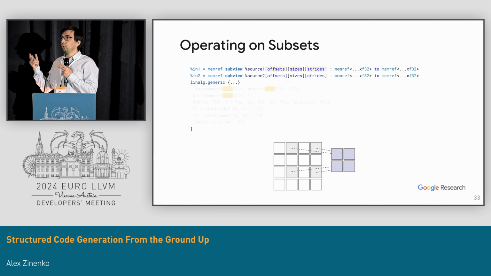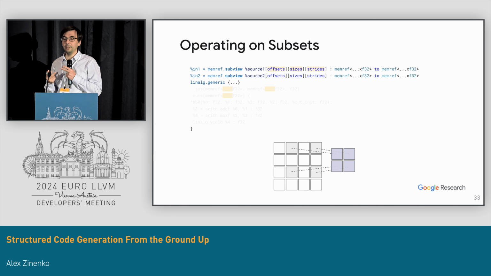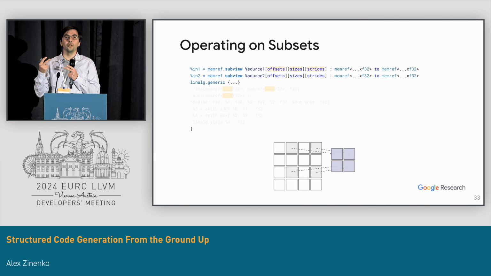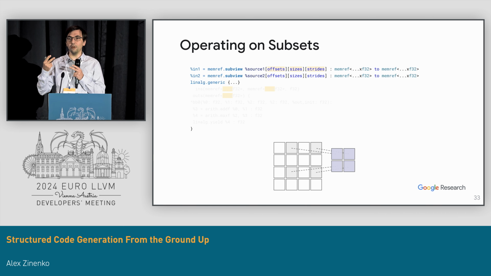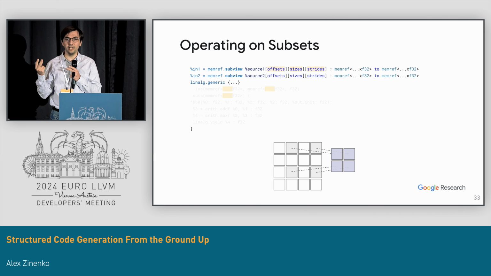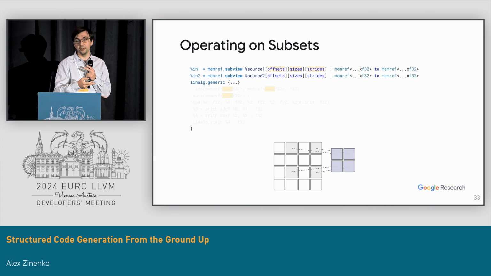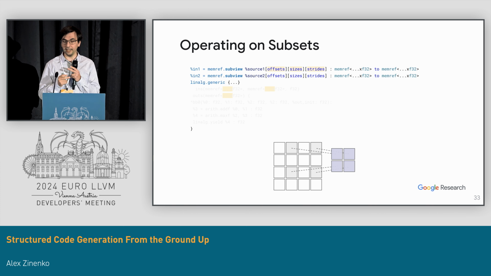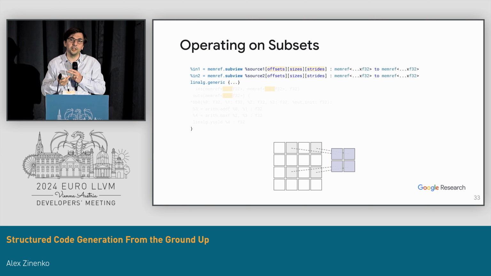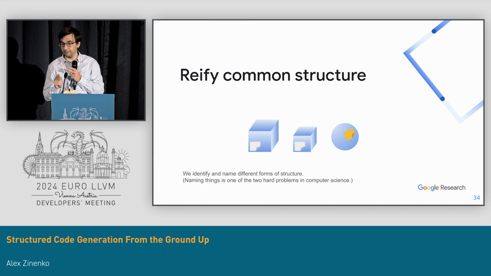Now, if we want to do something more interesting with this, we can operate on a subset. So instead of operating on the entire matrix, we can say we iterate on one element of a matrix. So we give an offset along each dimension, and we can give sizes and strides. It's called a subview in MLIR, but it's just really like accessing an element.